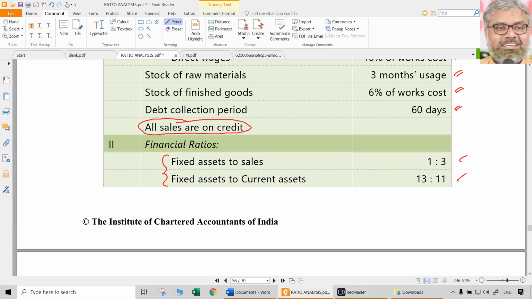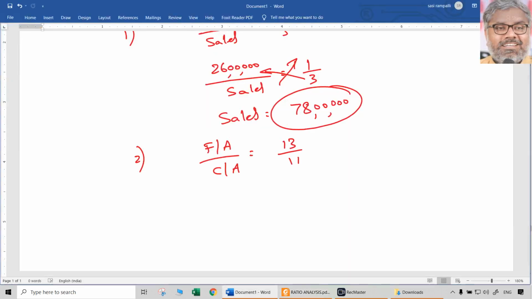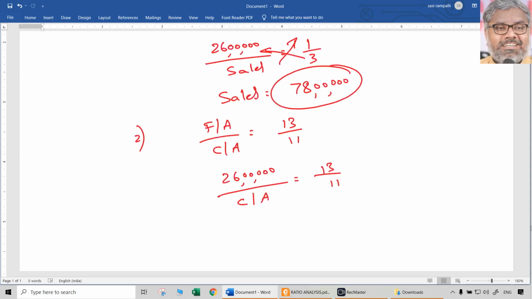Then, fixed assets to current assets is also given. So we can use that also. Let us just use it. Fixed assets to current assets is equal to 13 divided by 11. Again, substitute fixed assets 26 lakhs divided by current assets is equal to 13 divided by 11.